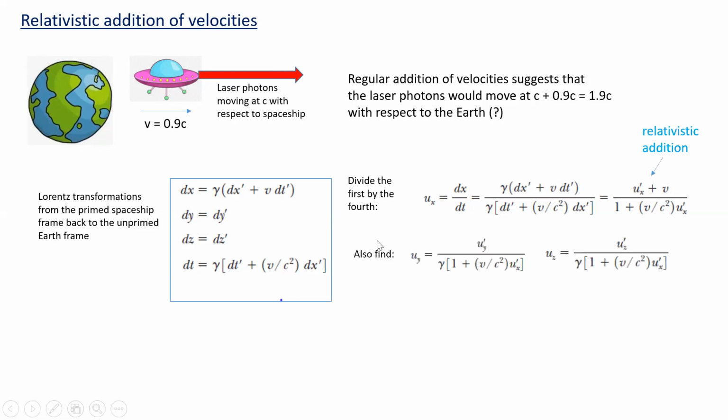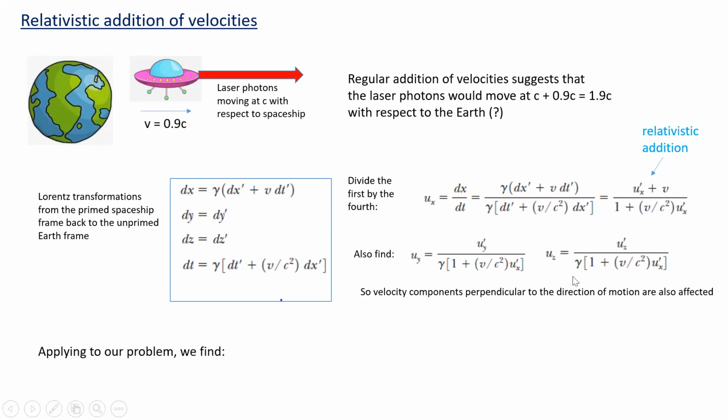And notice we can also find, if we divide the second equation by the fourth and the third equation by the fourth, we see that the velocities in the perpendicular directions, so if the spaceship shot a laser down or out at us, the velocities of those would also be affected by the relative motion, okay, according to these formulas.